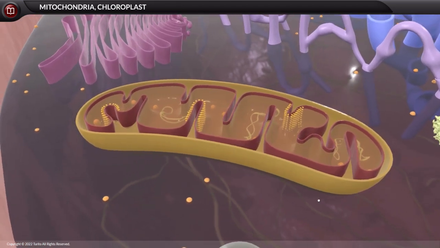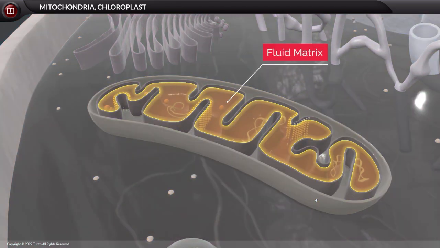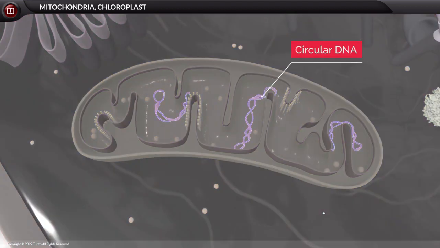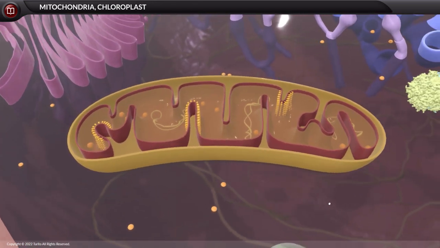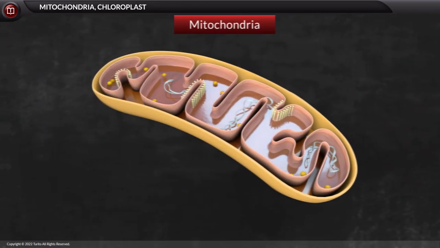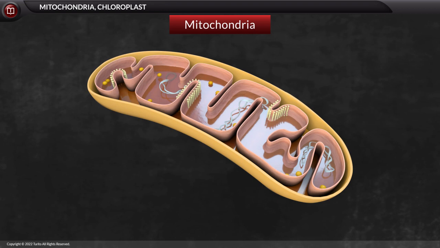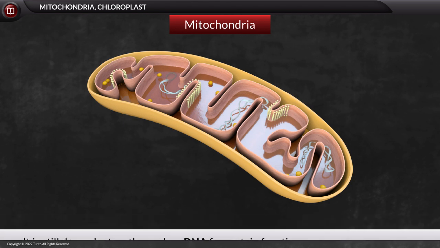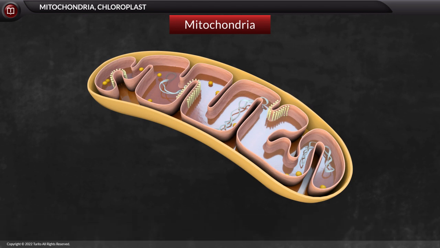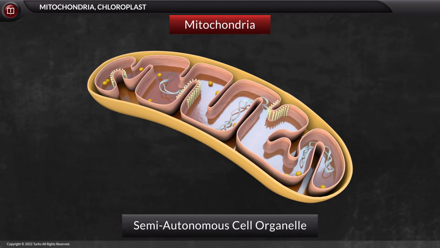The mitochondrial membranes enclose a fluid matrix that accommodates the circular DNA, 70S ribosomes, and the enzymes required for the process of aerobic respiration. Though mitochondrion has its own genetic material, it is still dependent on the nuclear DNA for certain functions. This makes the mitochondrion a semi-autonomous cell organelle.